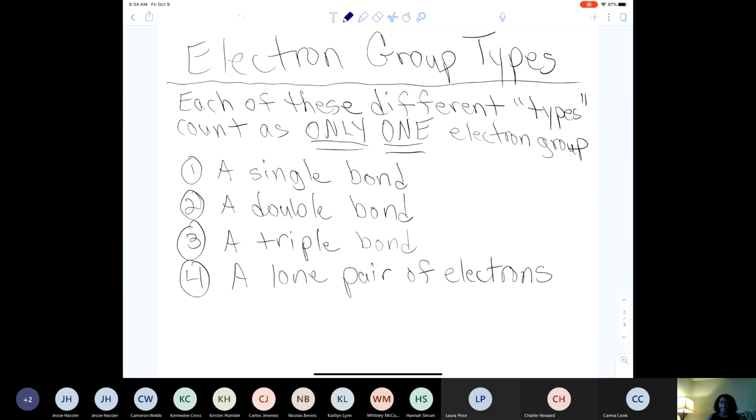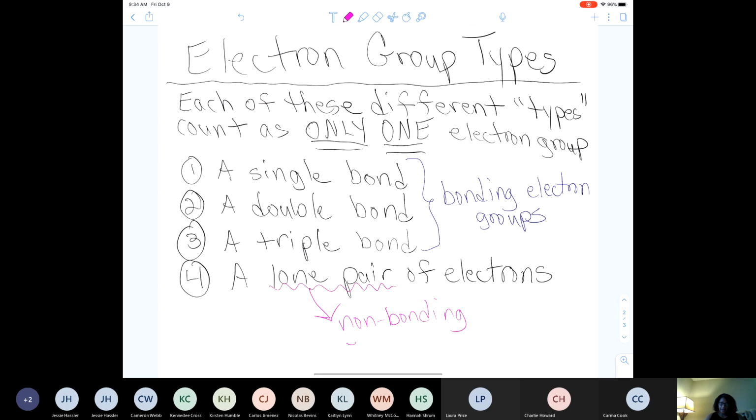So there are various electron group types. You can have bonding electron groups, or you can have a non-bonding electron group.